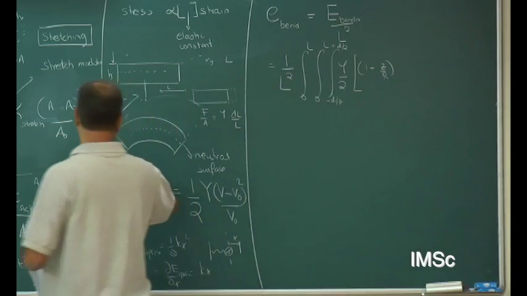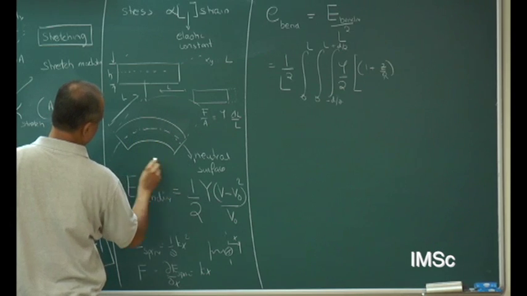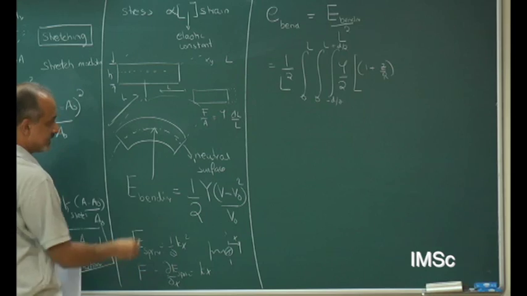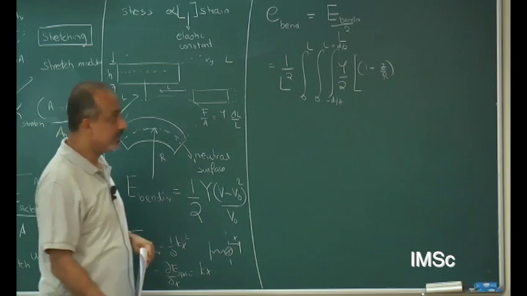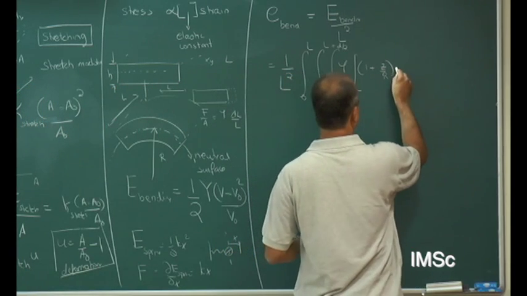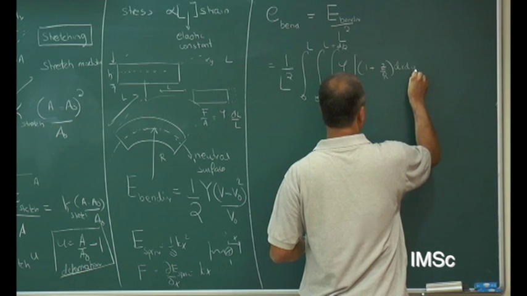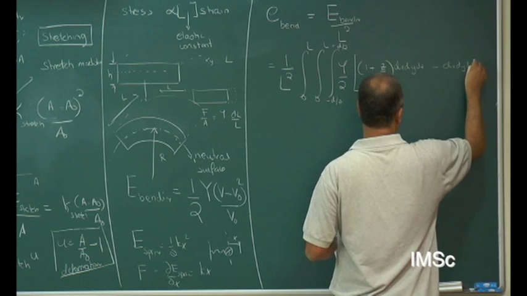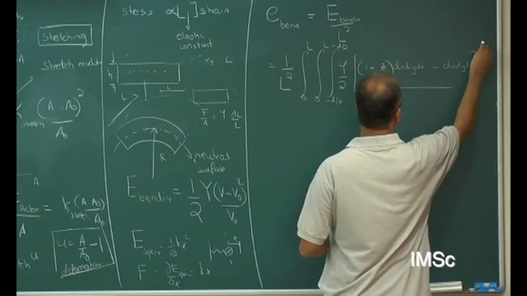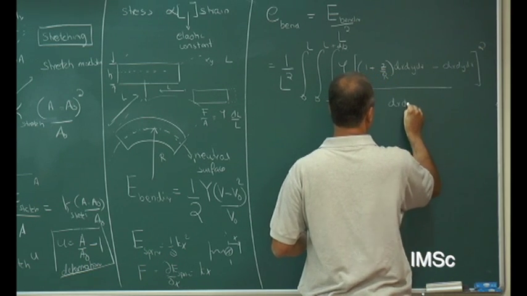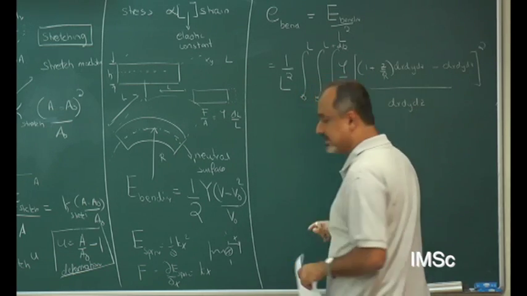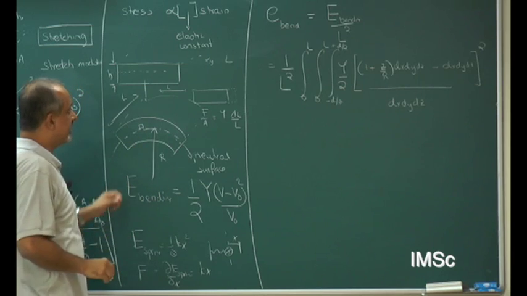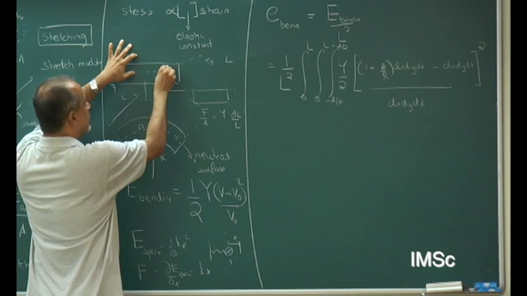So r is the radius of the circle. If I imagine that I've fitted this part to a circle, this is the radius of the circle r, and the expression that I will have is 1 plus z divided by r times dx dy dz, minus dx dy dz, and this whole thing squared, divided by dx dy dz. So these are the little volumes here. I'm imagining that each one of these has a little volume. dx dy dz is a volume when it was not deformed.